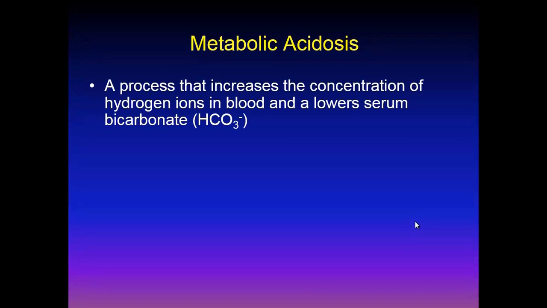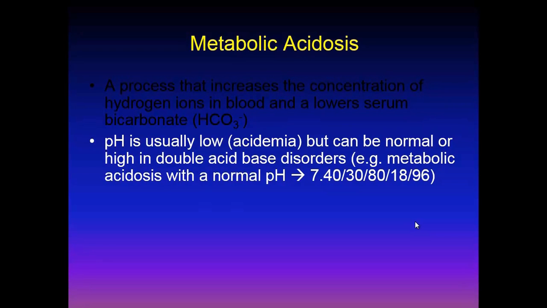Metabolic acidosis is a process that increases the concentration of hydrogen ions in the blood and therefore lowers the serum bicarbonate. pH is usually, but not always, low in metabolic acidosis. When it's low, it's called acidemia, but it can be normal or even high if there's a double acid-base disorder.